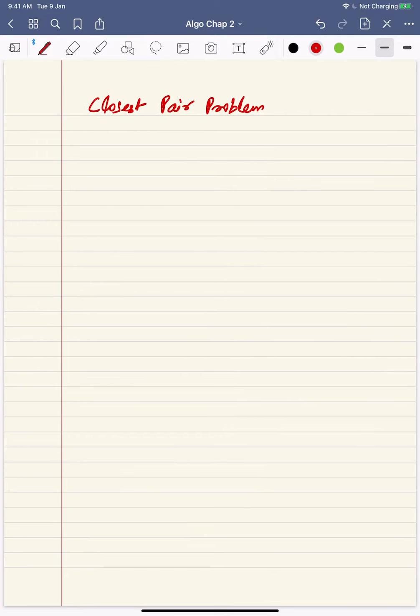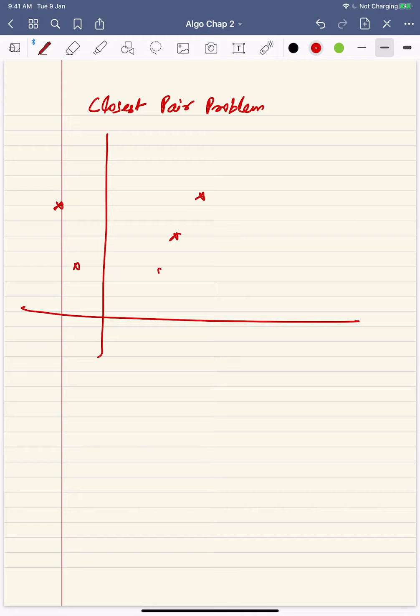So the problem is something like this. You are given an xy plane, and you have a lot of points. And you have to find out what is the closest pair. Something like, maybe this is the closest pair. So which is the closest pair? That is the problem.